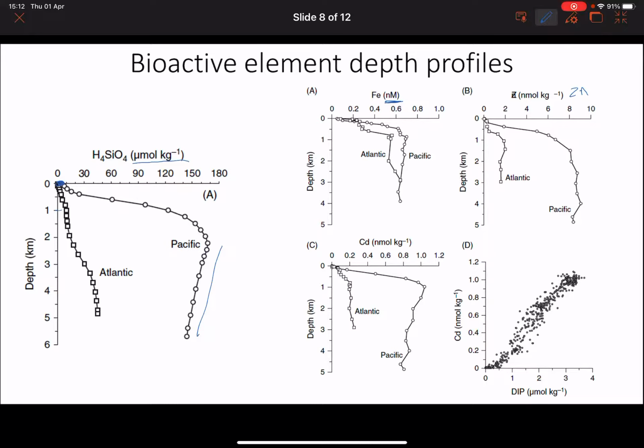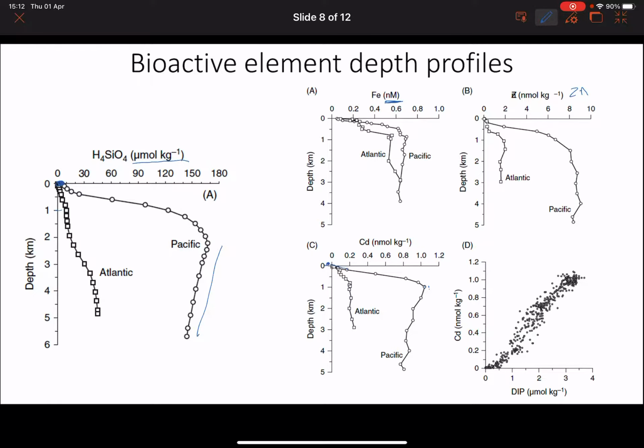Cadmium here on the bottom left, you can see essentially the same thing. Again, very low in concentration, but essentially goes to 0 at the surface and then has a remineralization signal at depth where it's much higher in concentration. You also see, as you would expect, that the Pacific deep concentrations are always greater than the Atlantic deep concentrations.